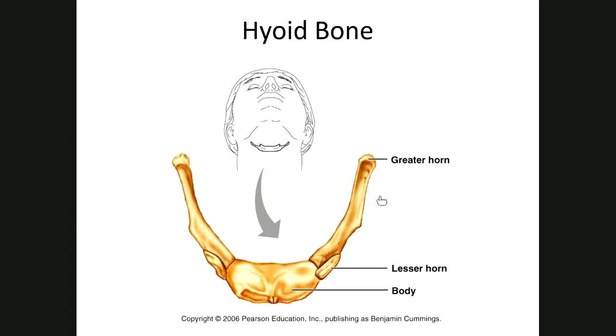There is a bone in your neck. You can feel it right up underneath your mandible. It's a little bone called the hyoid bone. It means U-shaped. So that one is called the hyoid bone.